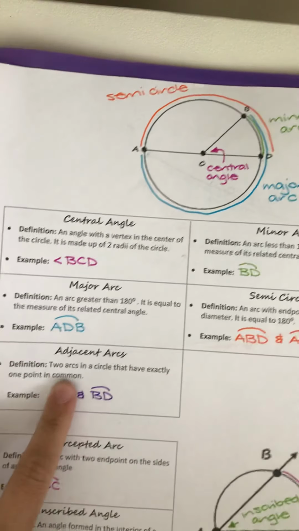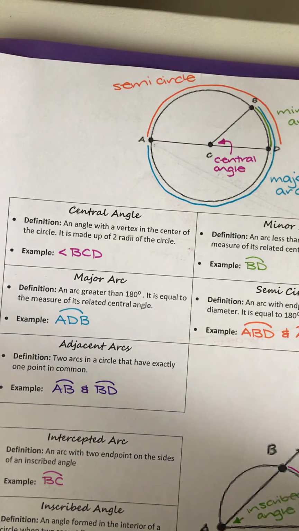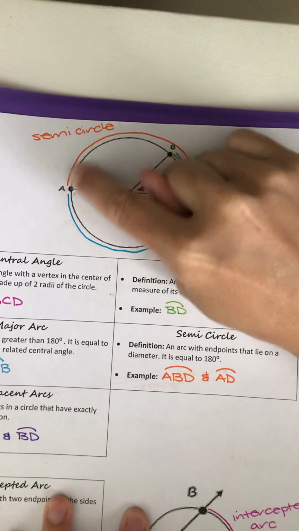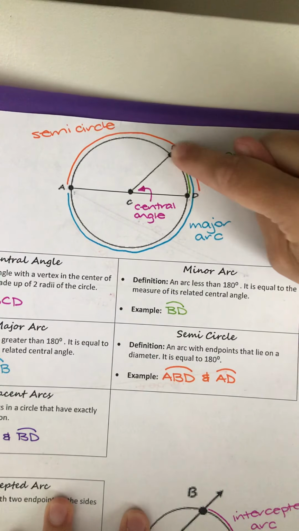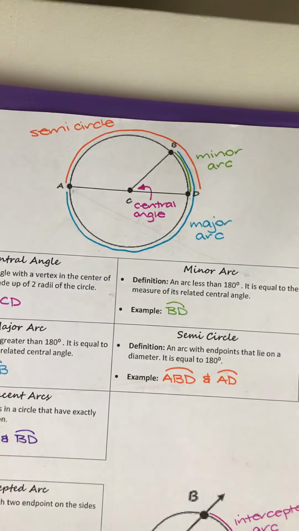Adjacent, we've learned about the word adjacent in the beginning of the year. Adjacent arcs are two arcs that have exactly 1 point in common. Like arc AB and arc BD, they share that point B. They are next to each other. That's what the word adjacent meant.